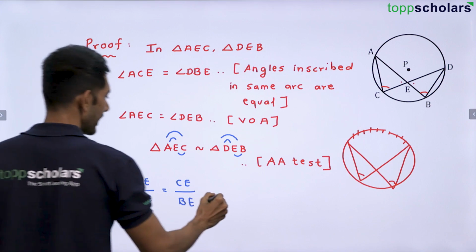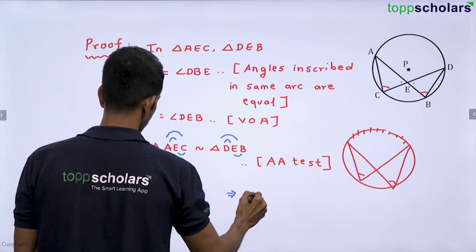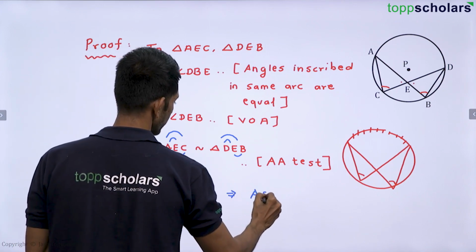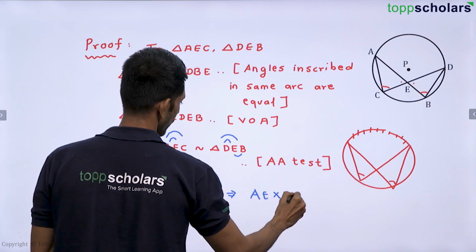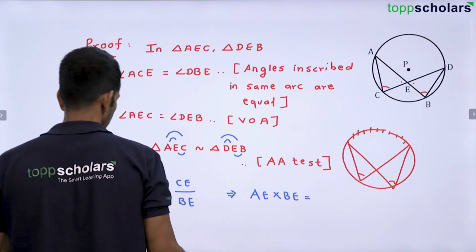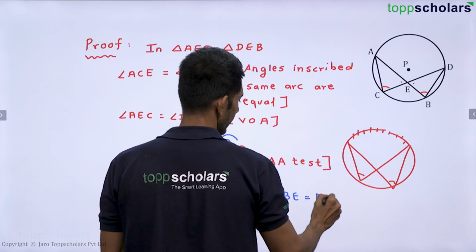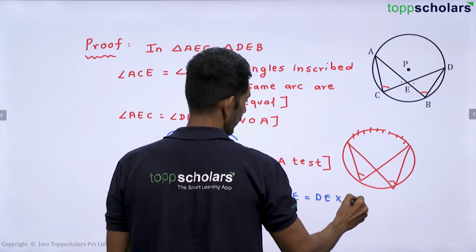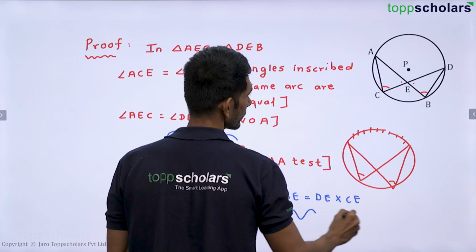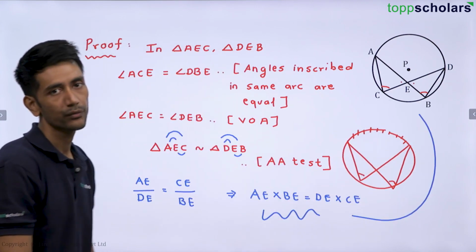If you cross multiply here, what do you get? You get AE into BE is equal to DE into CE, and you have proved this, right? So this is how you prove it. Easy.